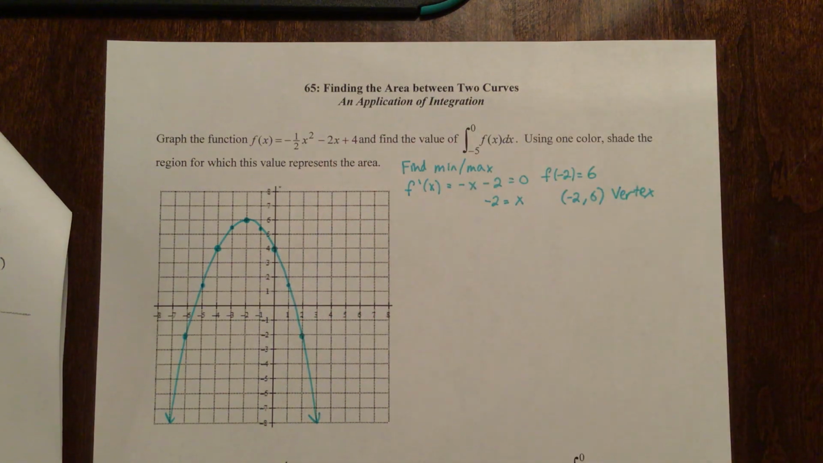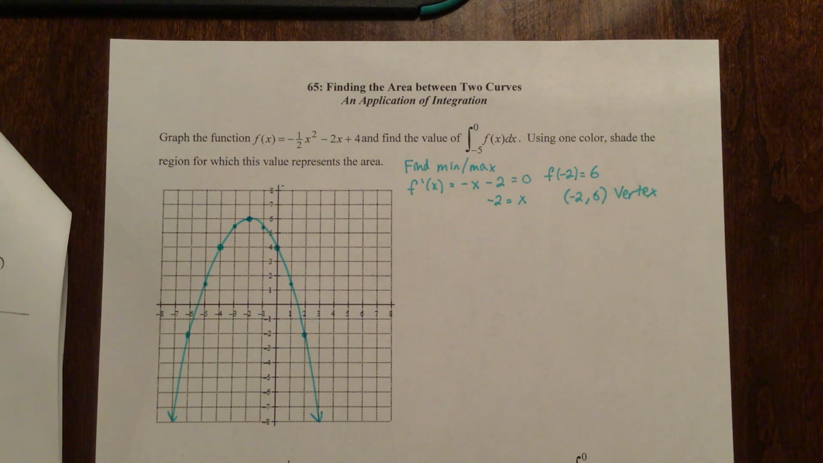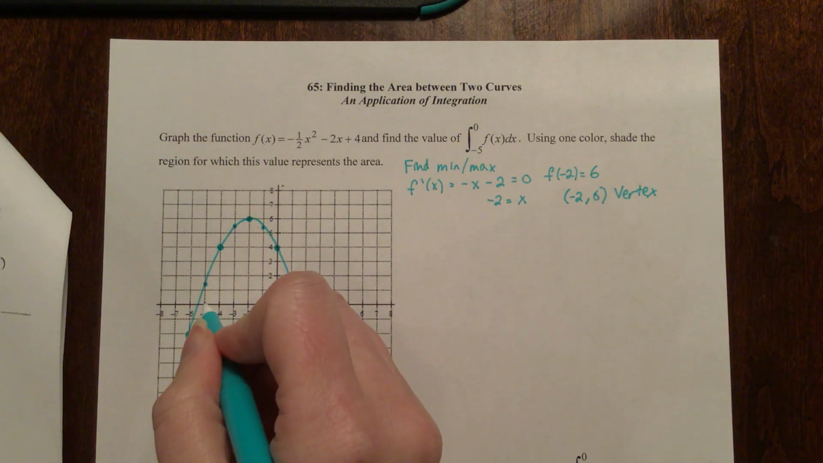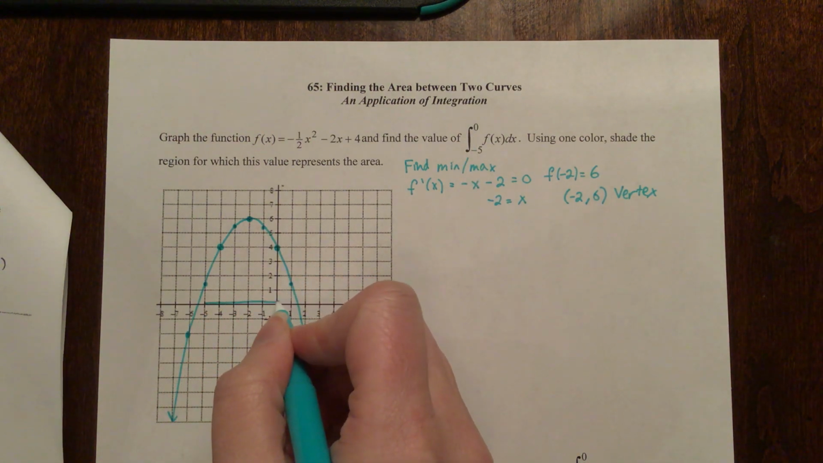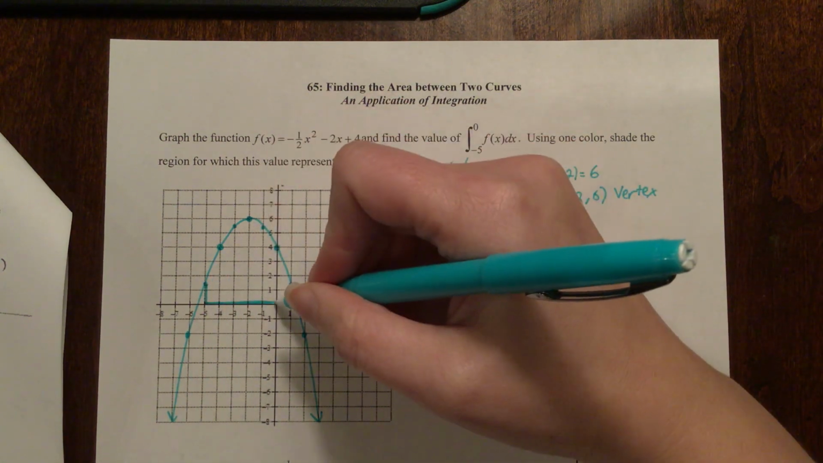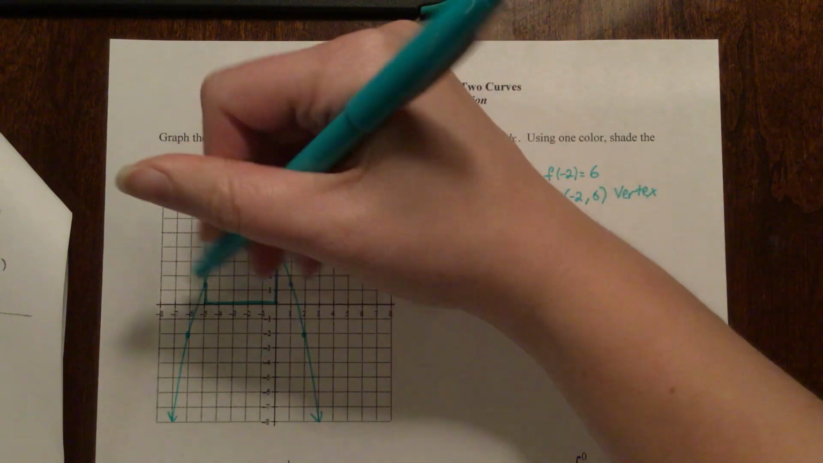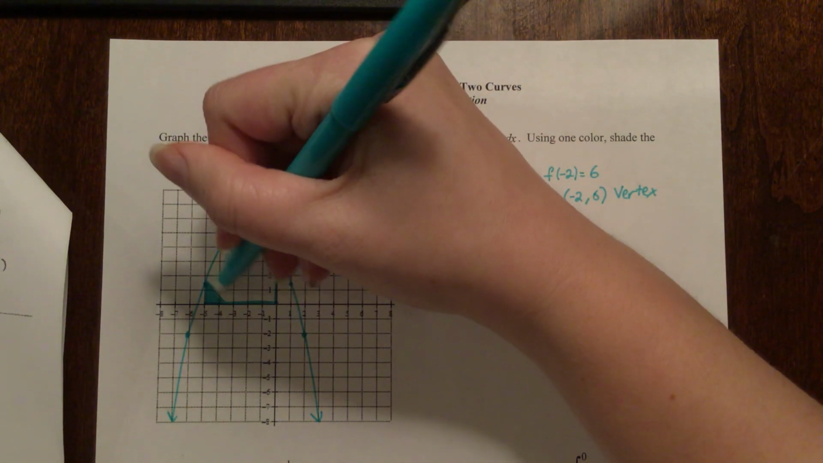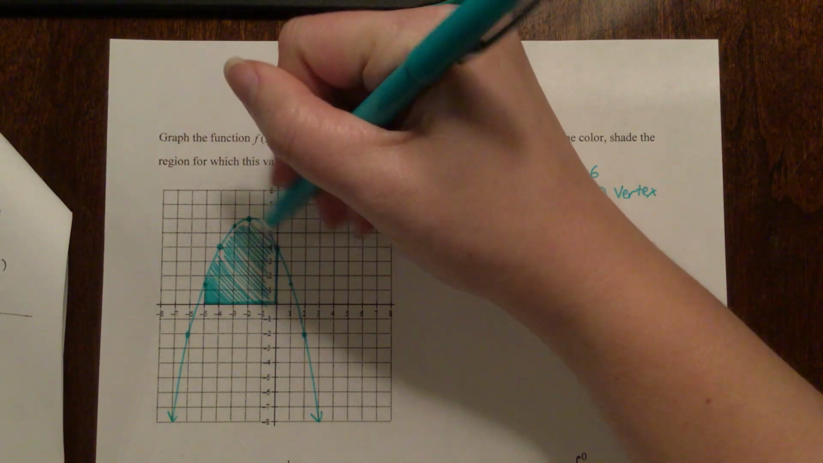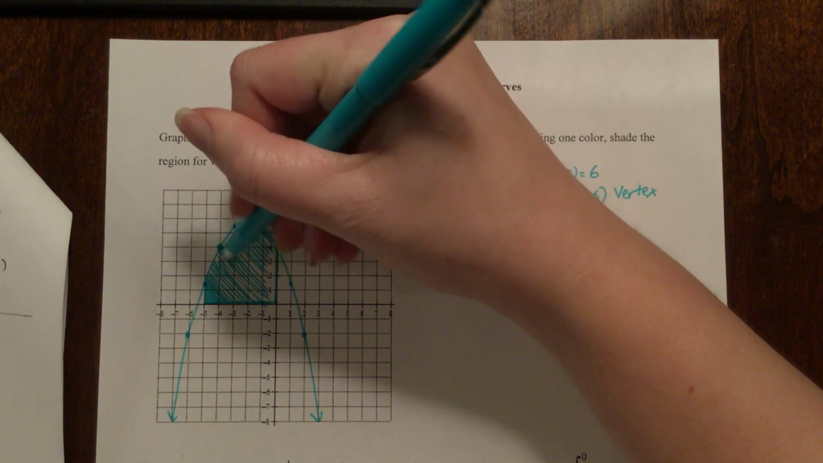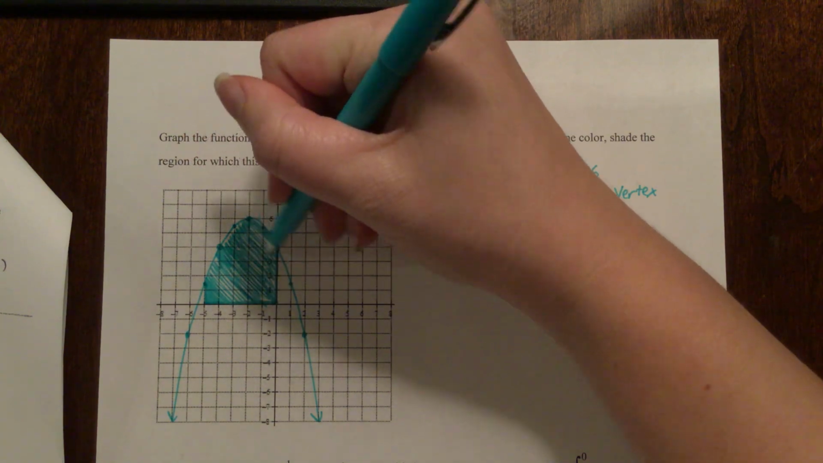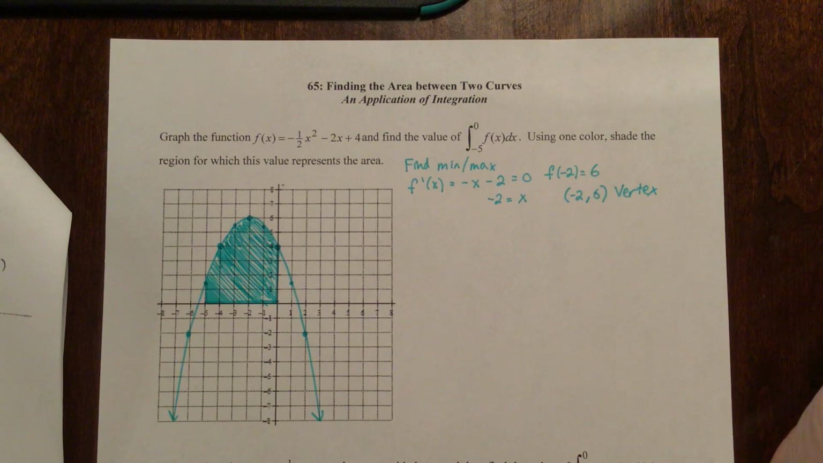Parabola. Cool. If we wanted to find the value of the integral from -5 to 0, we would draw along the x-axis from -5 to 0. And then we would draw straight up and straight up. And all of this stuff right here, we're going to shade it in. All of that is the area represented by that integral. Cool.